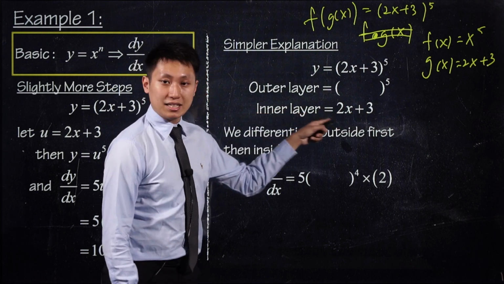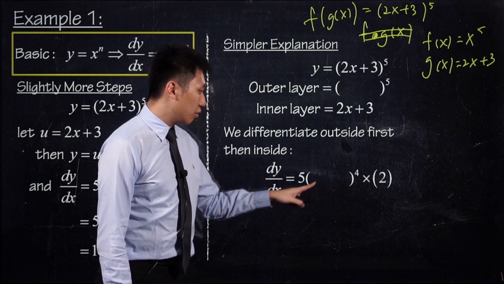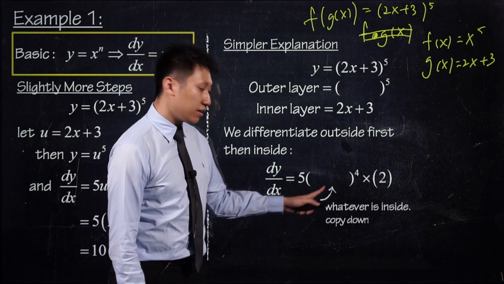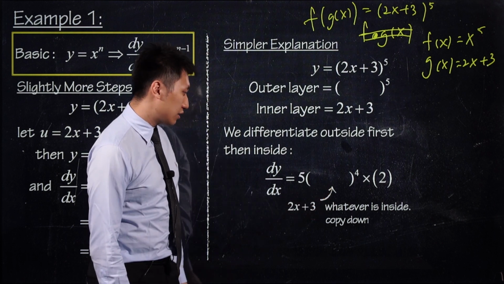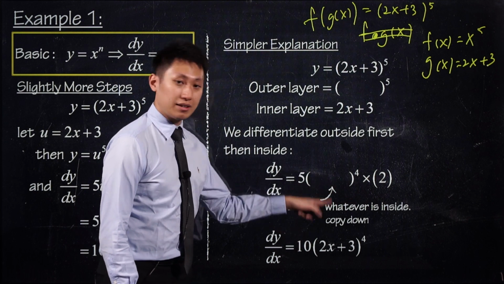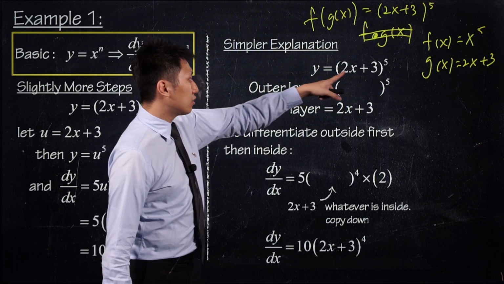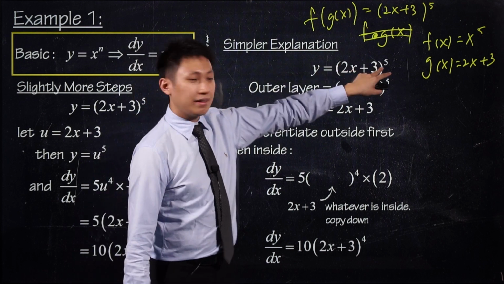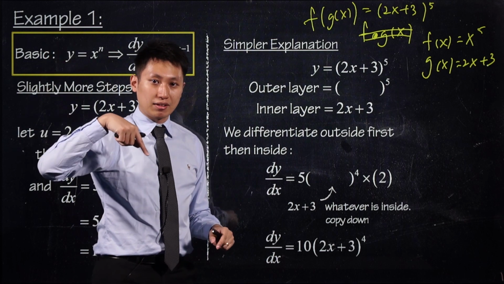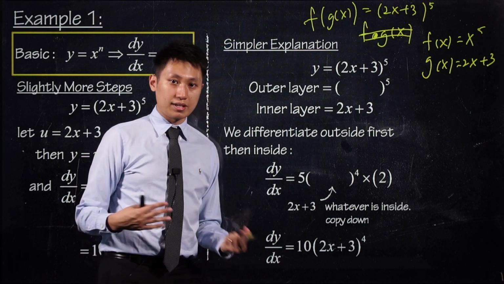Differentiating the inside means I differentiate this, which gives me 2. Then we just copy down whatever we have inside. So the answer will be 10 times this thing. Essentially, you treat this as the outside and differentiate it first, which gives 5 times something to the power 4. The inside, copy down. Then after that, you differentiate the inside, which is 2. Then you're done.